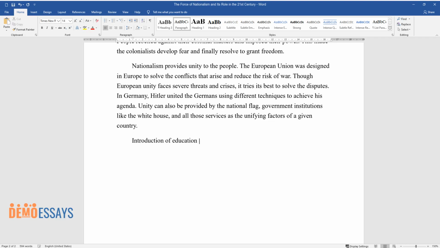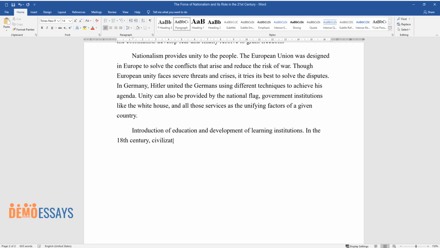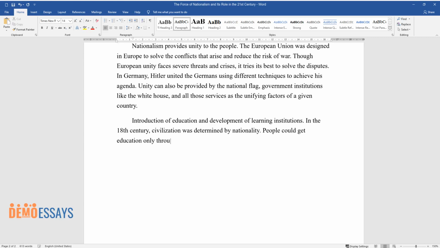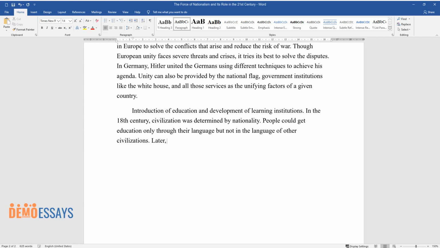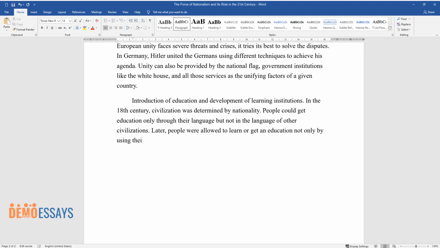Introduction of education and development of learning institutions. In the 18th century, civilization was determined by nationality. People could get education only through their language but not in the language of other civilizations. Later, people were allowed to learn or get an education not only by using their mother tongue but also by the use of different language civilizations.